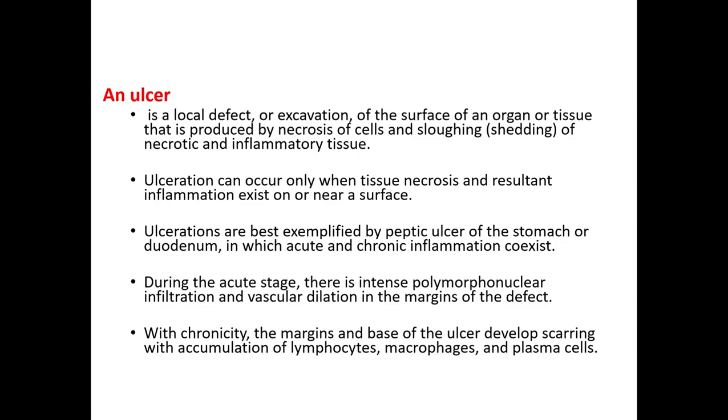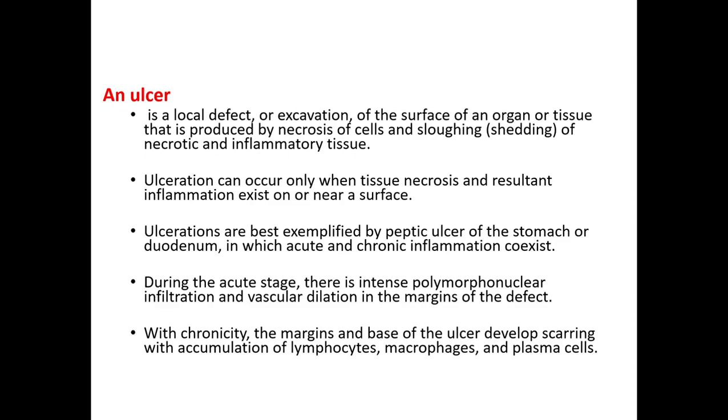The ulcer is a local defect or excavation, like a pit, of the surface of an organ or tissue that is produced by necrosis of the cells and sloughing, shedding of the necrotic and inflammatory tissue. Ulceration can occur only when the tissue necrosis and resultant inflammation exist on or near a surface. That means we cannot have an ulcer if we do not have an exposed surface.